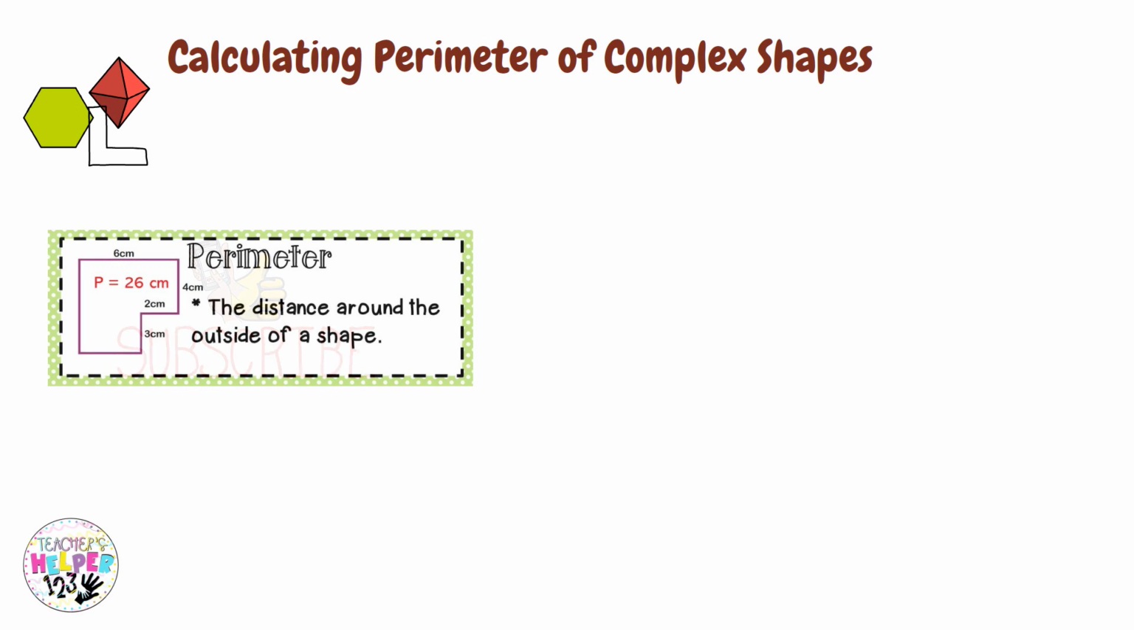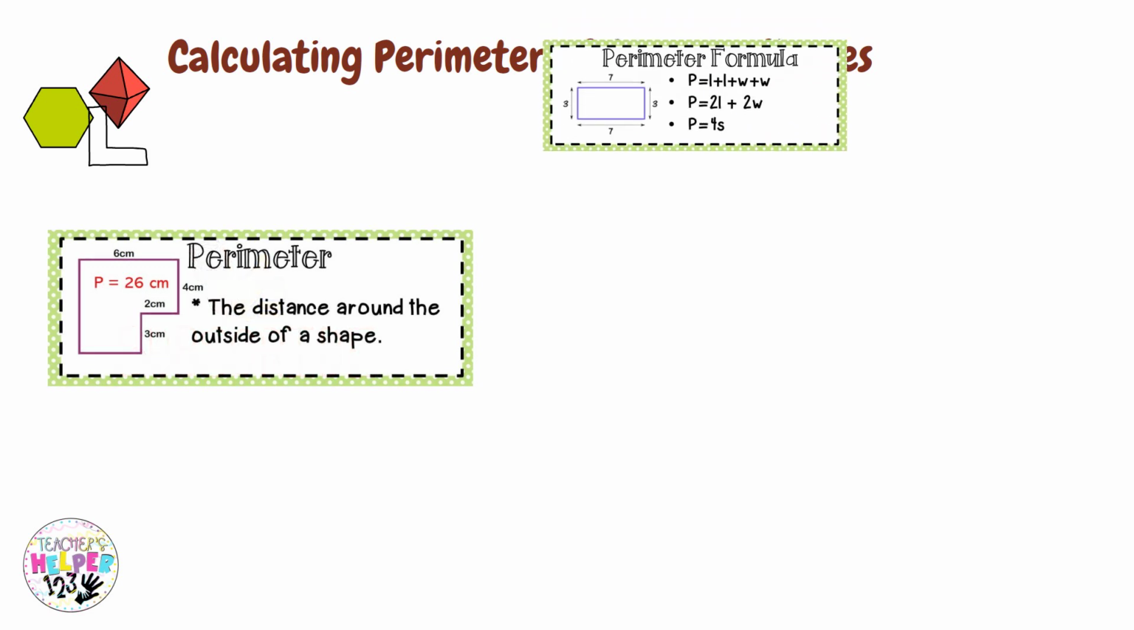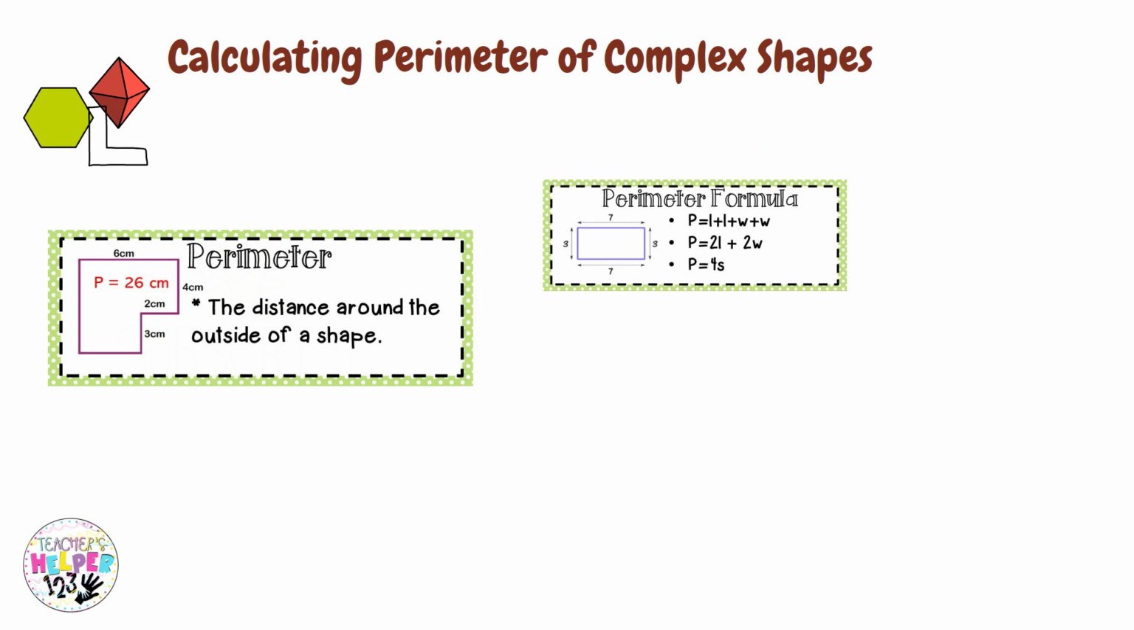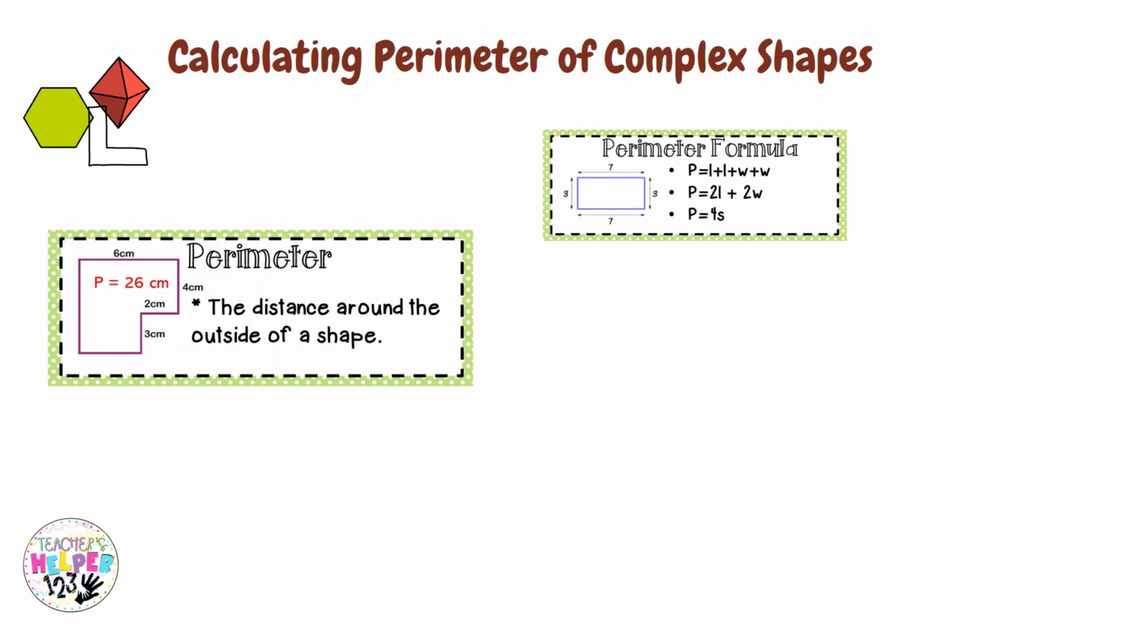Perimeter means to add all sides of a shape. The formula for perimeter is L plus W plus L plus W. The L stands for length and the W stands for width.